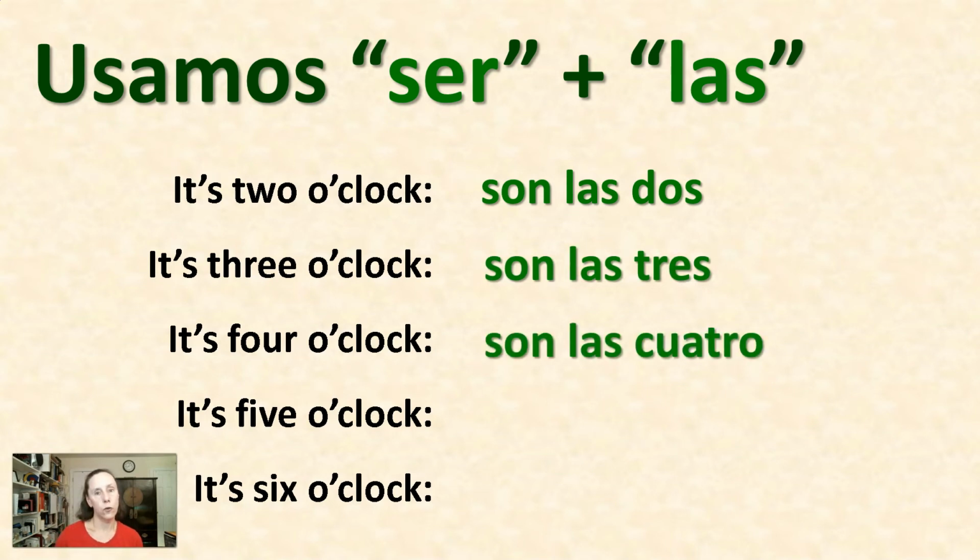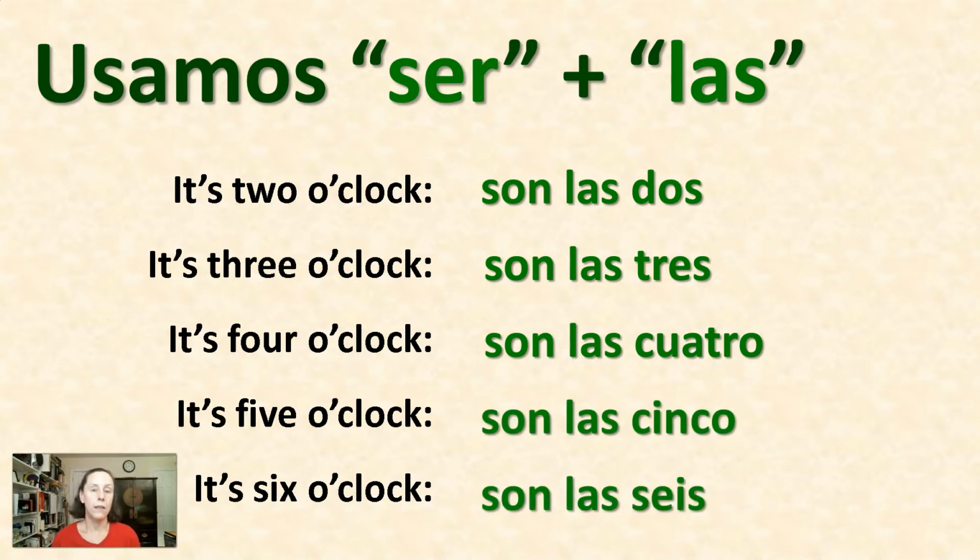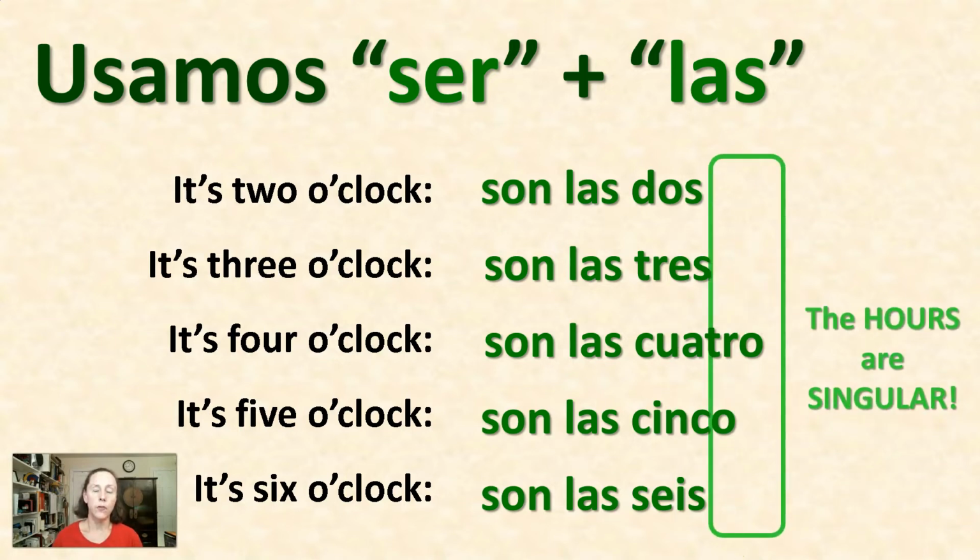4 o'clock, son las cuatro. 5 o'clock, son las cinco. And 6 o'clock, son las seis. All right. And we would just keep going. Son las siete, son las ocho, son las nueve, son las diez, son las once, son las doce. Now, please note, even though we are using son, which is plural, we are using las, which is the plural article. The hours themselves, dos, tres, cuatro, cinco, seis, those are going to stay singular. So don't start adding s's to the end of those.